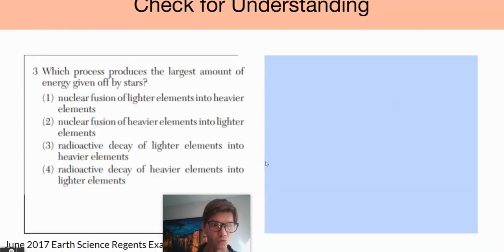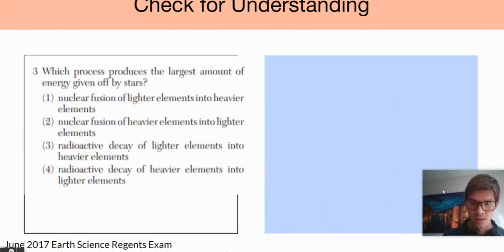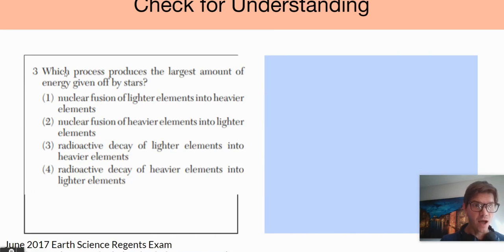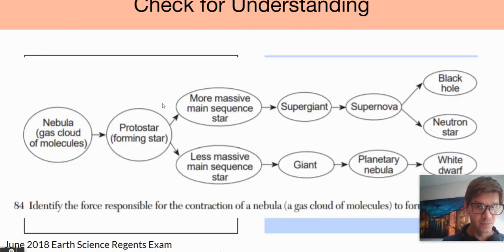Let's look at a couple more related questions. So here's one from June 2017. Which process produces the largest amount of energy given off by stars? Well, that would be nuclear fusion, the best of these options. And it's fusing. Which one would it be? Would it be lighter into heavier or heavier into lighter? Well, remember, it's gravity forcing these things together, and that's what actually generates the electromagnetic energy that stars produce. So the correct answer here would have been lighter elements into heavier elements.